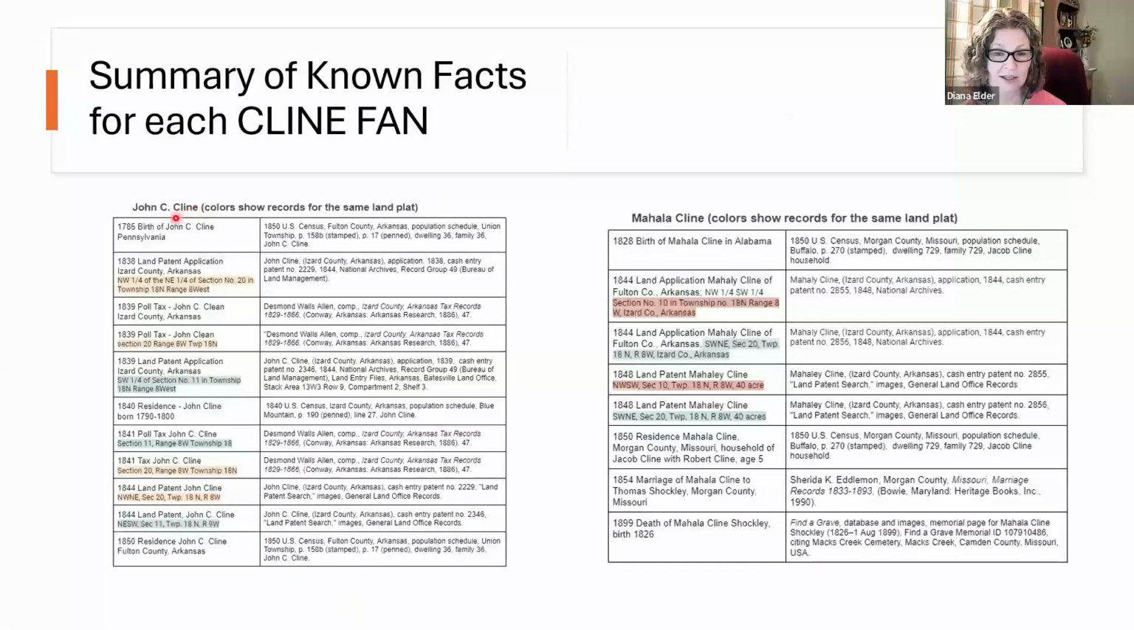So I did do my summary of known facts for each Klein FAN. So I had John C. and I had Mahala. And then I also have John Klein Jr., and he is not pictured here, but I have a similar table for him. And really confusing was just tracking all the different land. And so you'll see I added some color coding just to help me get my mind around that.